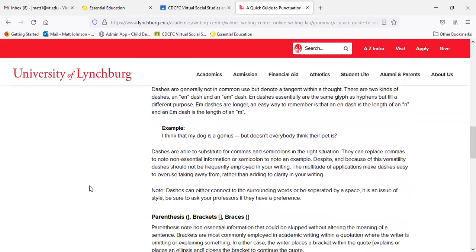It's sort of used to make abrupt, sudden changes. Like it says, dashes are able to substitute for commas and semicolons in the right situation. They can replace commas to note non-essential information, or semicolons to note an example. And that's why you see them more in fiction writing, because it's more of an abrupt aside, a more abrupt intervention in the sentence than a comma. The comma is softer in that regard. So if it's a sudden switch in thinking, particularly if it's dialogue and your character is talking, they might abruptly use the em dash to show that sudden switch.